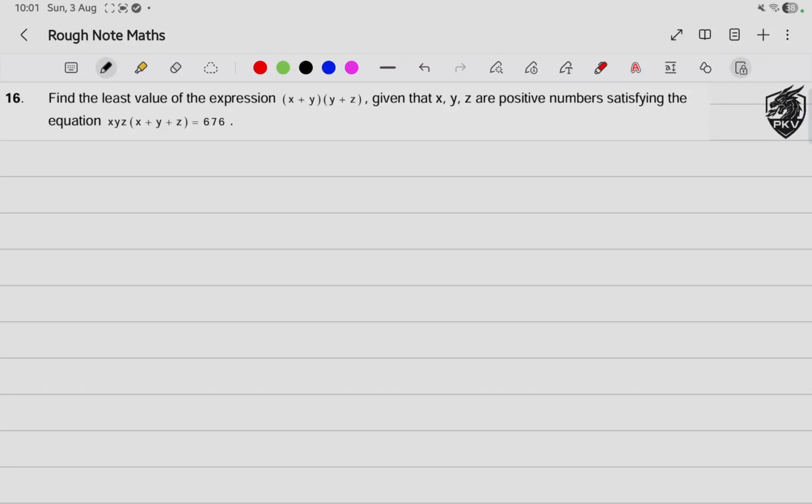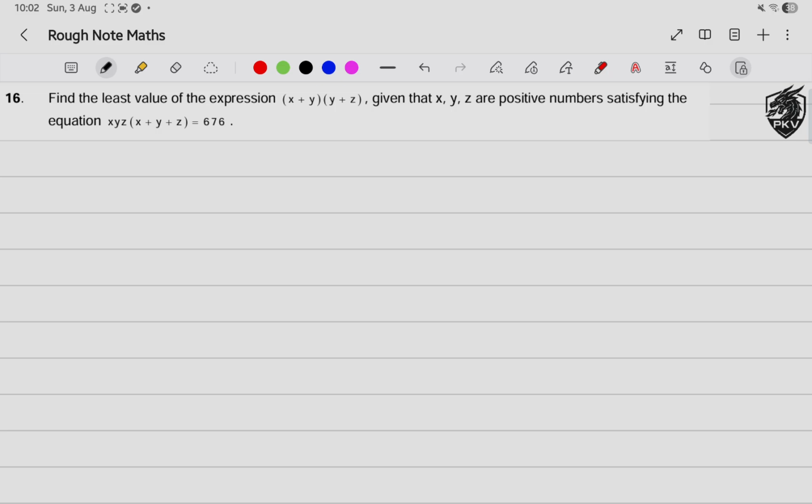So let's do a very interesting question that I found. Find the least value of the expression (x + y)(y + z), given that x, y, z are positive numbers satisfying the equation xyz(x + y + z) = 676.